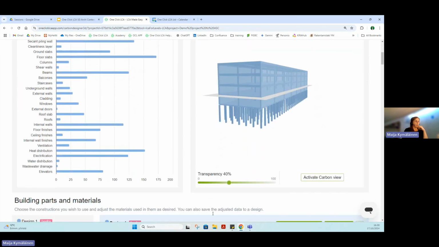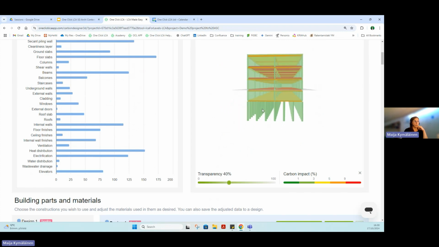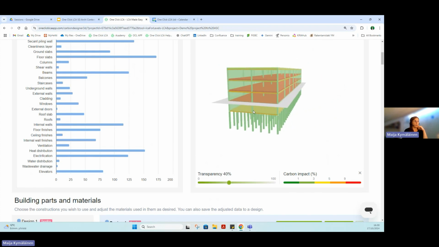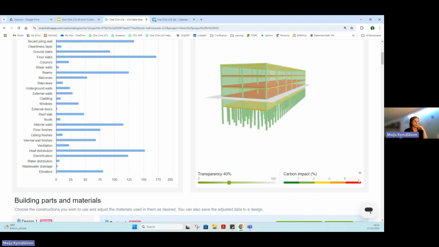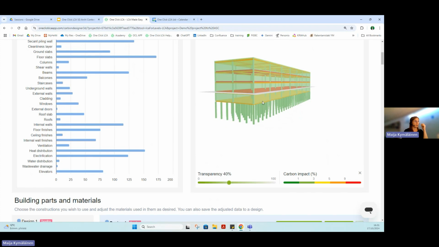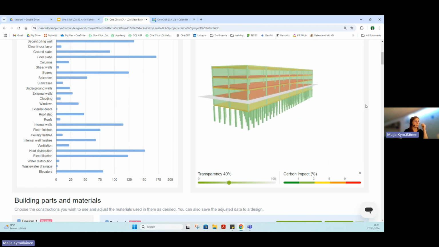So we can also here activate the carbon view. So this is another visualization of where the carbon impacts are. So here we can see that the more red, the more intense. And as usual, it is the horizontal structures. So this is the main point of carbon impacts in typical buildings. So it's basically the floor slabs that make it up.